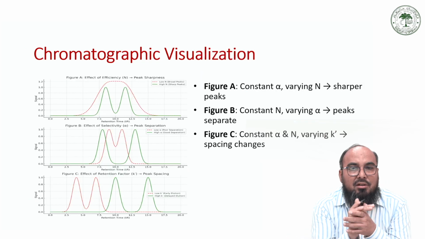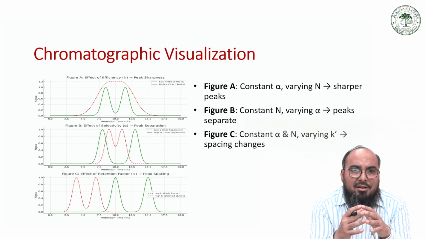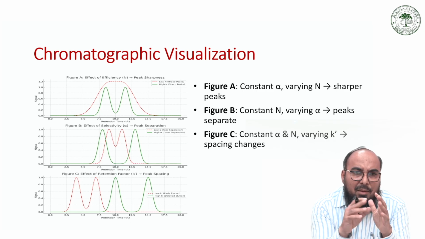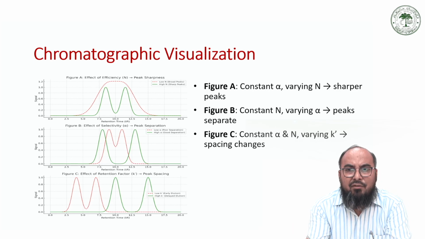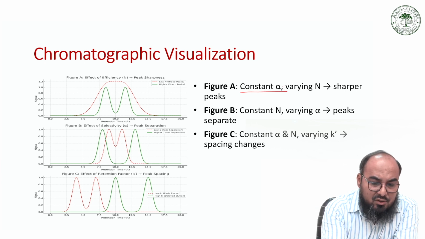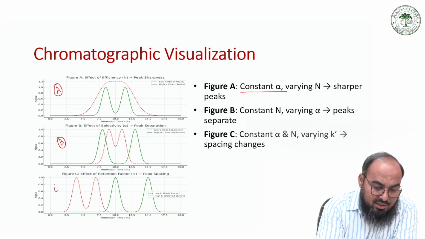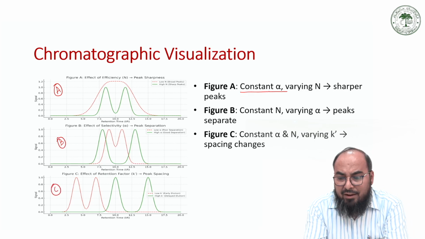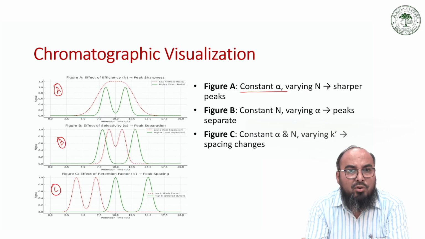Now comes the best figure, which gives you a clear-cut idea about the three factors: number one is N, number two is alpha, and the third is k. So let us make alpha constant. For example, this is figure A, this is figure B, and this is figure C. Now in figure A, you have made alpha constant, that is selectivity constant, and on varying N, you get sharper peaks.